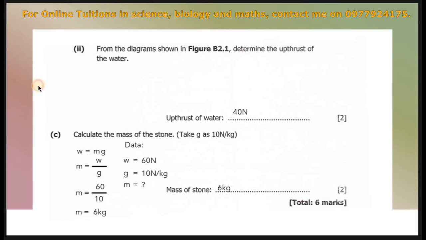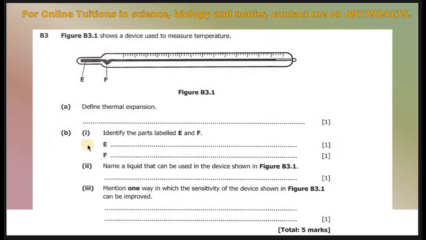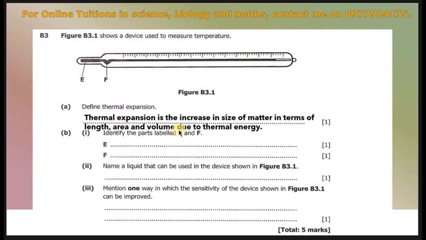Okay. Next, we come to this one, which was also predicted in the prediction. So figure B3.1 shows a device used to measure temperature. Okay, this is the thermometer, we know it, and it has a constriction here. So this is a clinical thermometer. Then they say define thermal expansion. Simple. Thermal expansion is the increase in size of matter in terms of length, area, and volume due to thermal energy. Yeah, so that is what thermal expansion is.